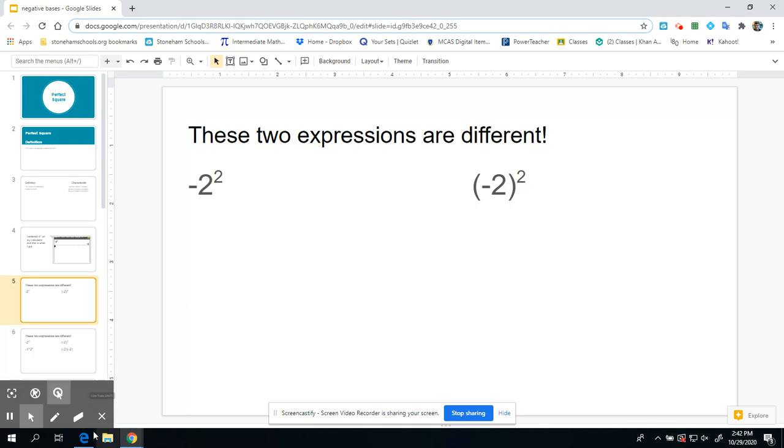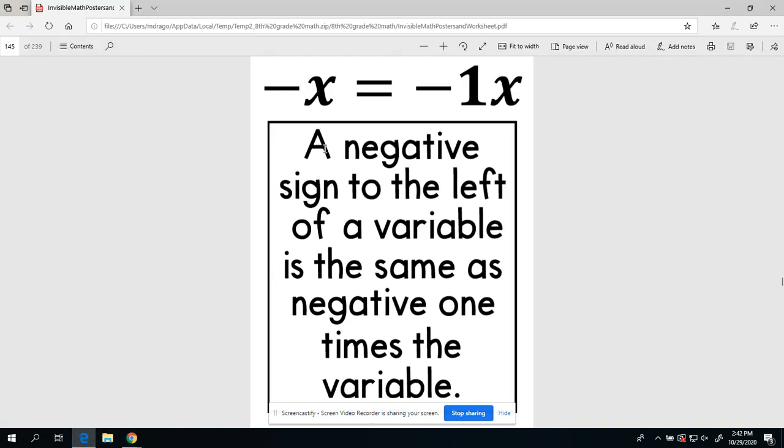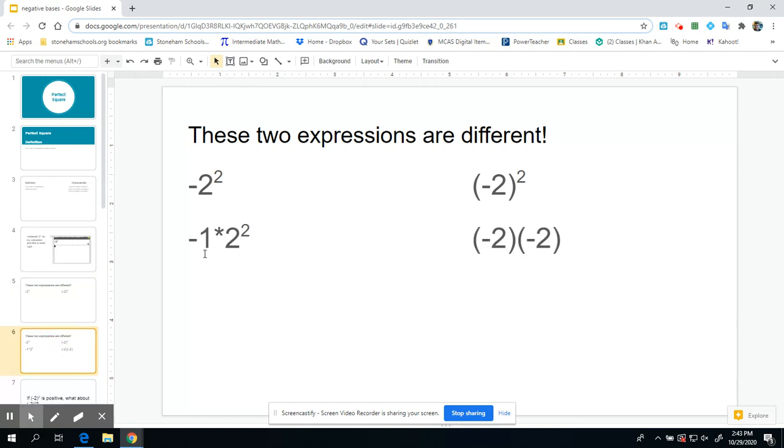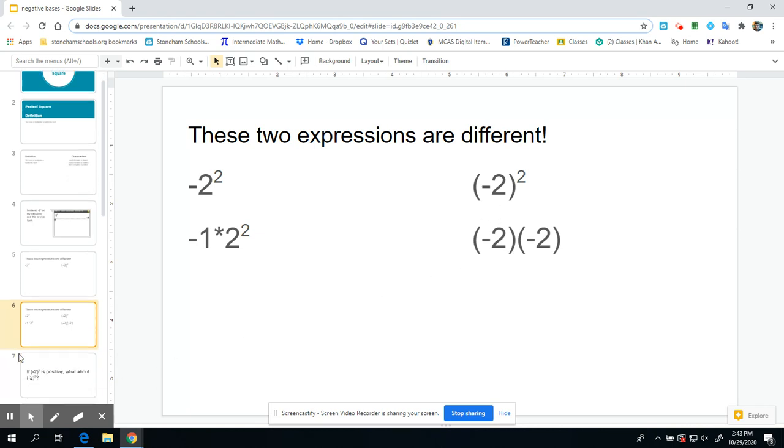A key thing to know here is that a negative sign to the left of a variable or a number is the same as -1 times that. So this is -1 times 2 squared, whereas here with the parentheses, we can see that as -2 times -2.